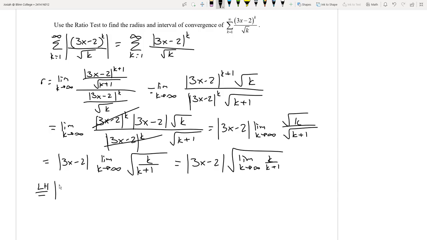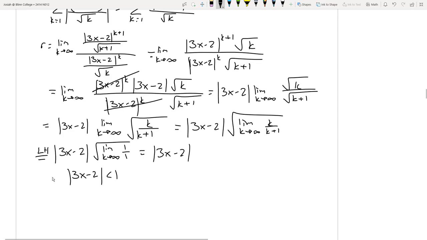So we'll go ahead and have 3x minus 2, and then take L'Hopital's rule, limit as k tends to infinity of 1 over 1. And so we just get absolute value of 3x minus 2. So we want this guy to be less than 1. That's our intention. So we'll go ahead and set that down here. This is what we want.